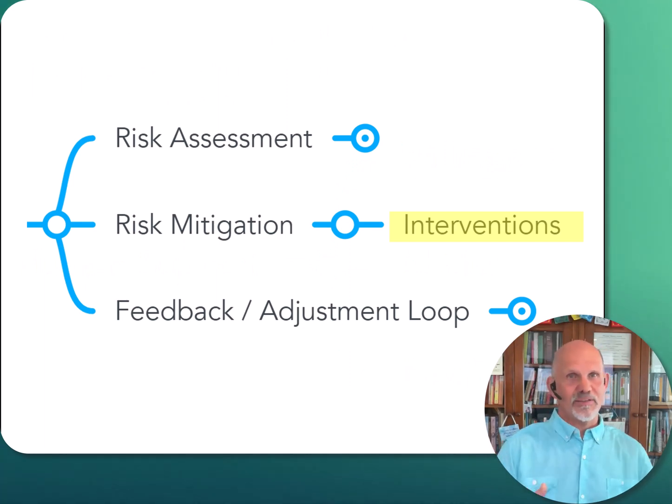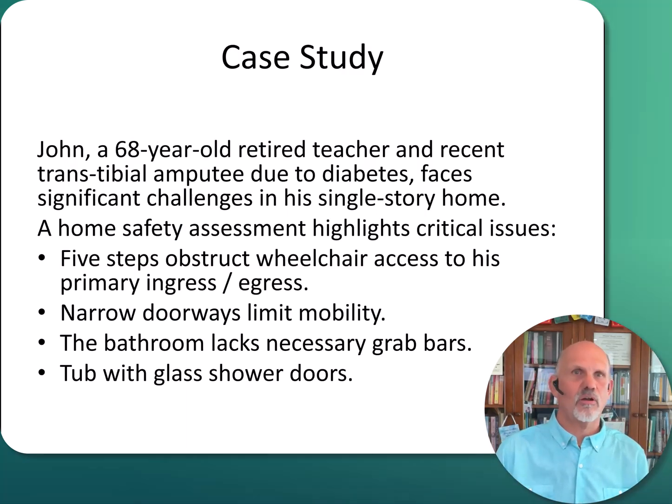Now we get to the fun stuff, right? The mitigation, the interventions. We found some problems. Let's talk about what we're going to do about it. Maybe the best way to do that is with a case study. So John is a 68-year-old retired teacher and recent transtibial amputee due to diabetes. He faces significant challenges in his single-story home.